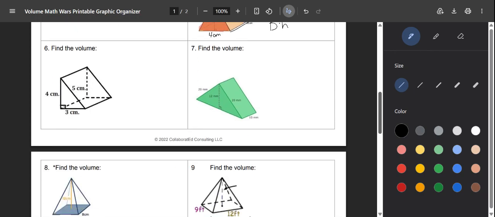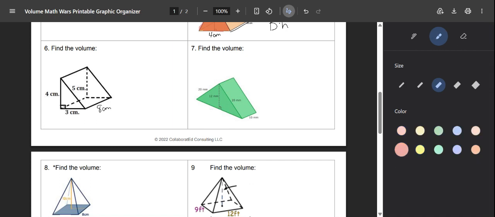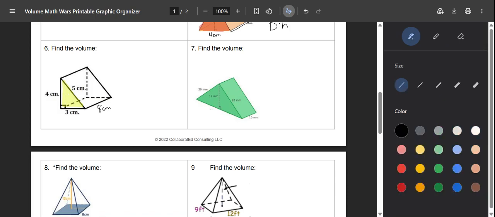Okay, number 6 in class, that would be a we do problem. You would help me out with it. This missing measurement is 8 centimeters. So first we need to find the area of the base. That is this triangle here, because it is a triangular prism. It would work the same for a rectangular prism. Find the area of the rectangle, multiply by height.